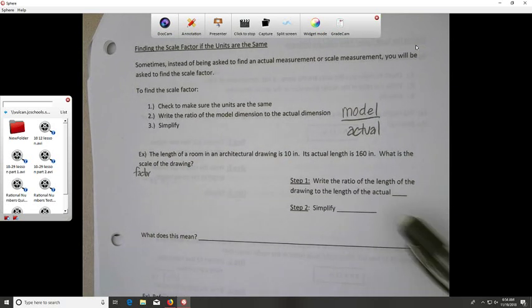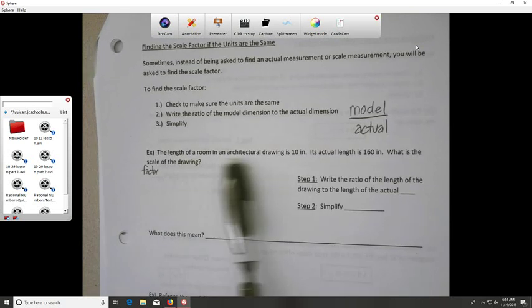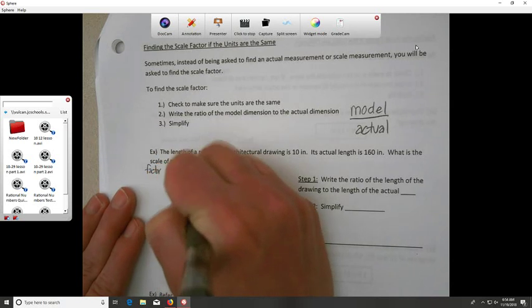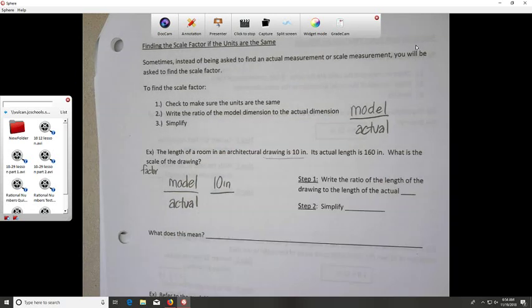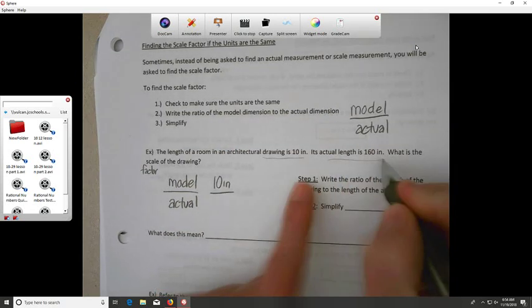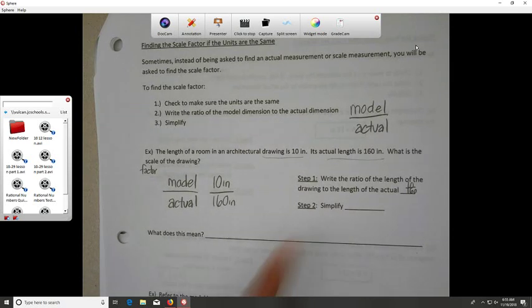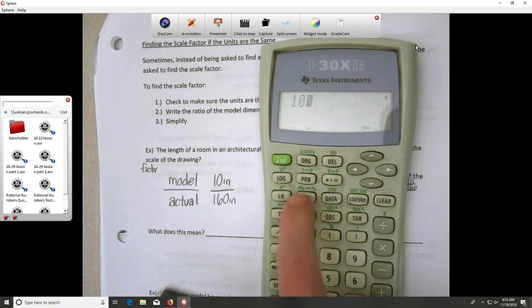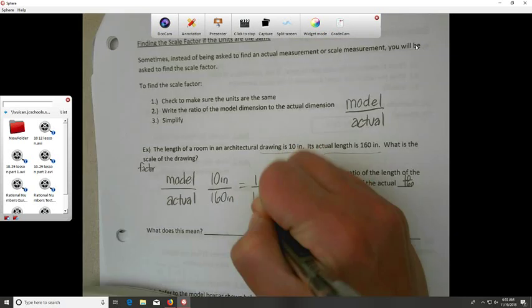All right. So now we're going to write the ratio of the model over actual. In this case, the model is the drawing. So I'm going to do model over actual. And if I look, it says the drawing is 10 inches, so I'll put 10 inches on the top. The actual length is 160 inches, so I'll put that on the bottom. And then step 2 is just to simplify. If you take your calculator and you type in a fraction, it will simplify it for you. So I'll do 10 ABC 160 equals, and that simplifies down to 1/16.